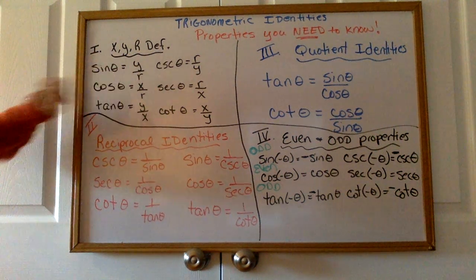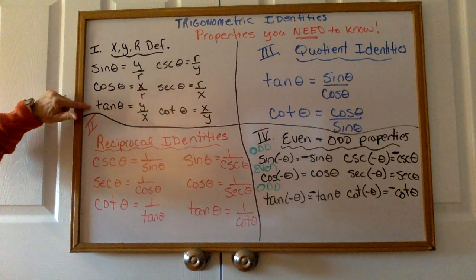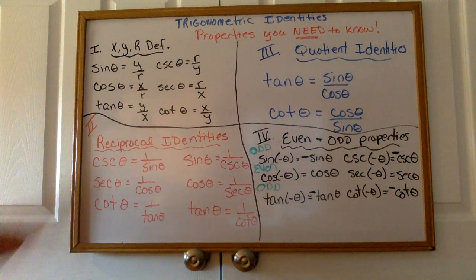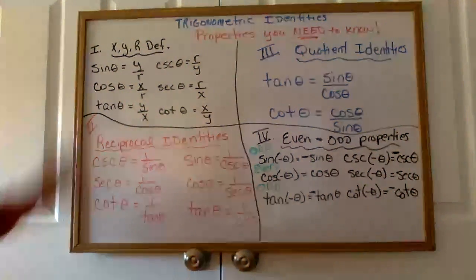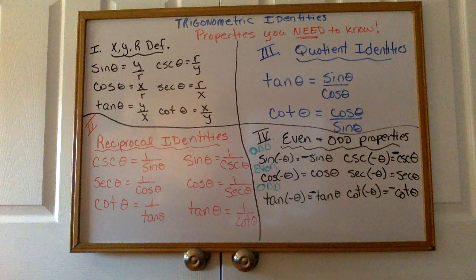Sine is y over r, cosine is x over r, tangent is y over x. And the cosecant is the reciprocal of sine, r over y. Secant is the reciprocal of cosine, r over x. And cotangent is the reciprocal of tangent, x over y.